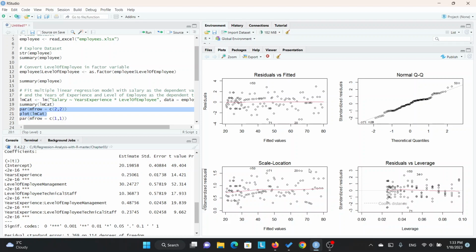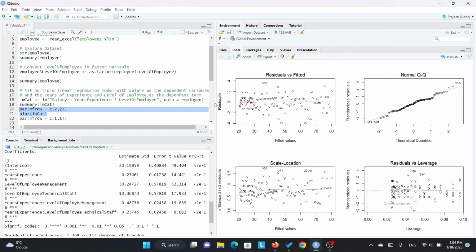Standard deviation, sorry, 1. Okay, and scale location, again, this is scattered, and the red line in the middle looks very horizontal, so that's also good. And the residuals versus leverage, the fourth plot, this also looks good. We don't see the red line deviating much. So it means that our residual analysis, residual plots confirm that our model is a good fit to our data set.